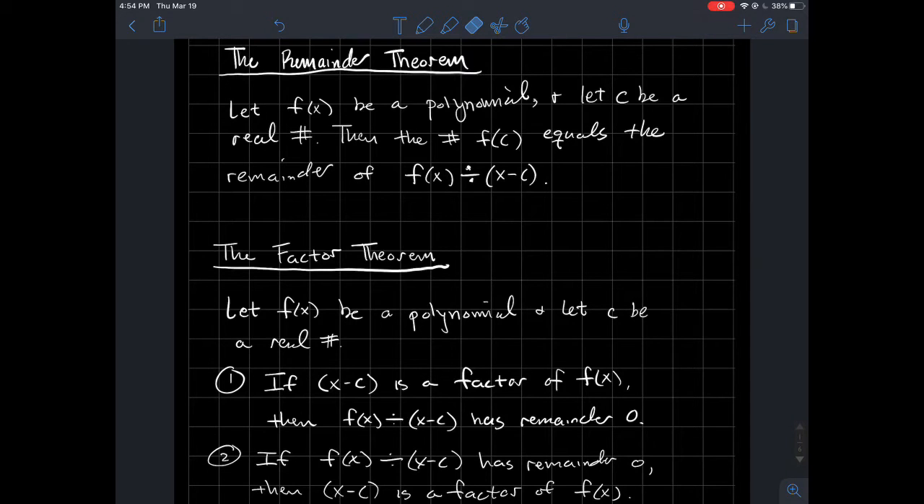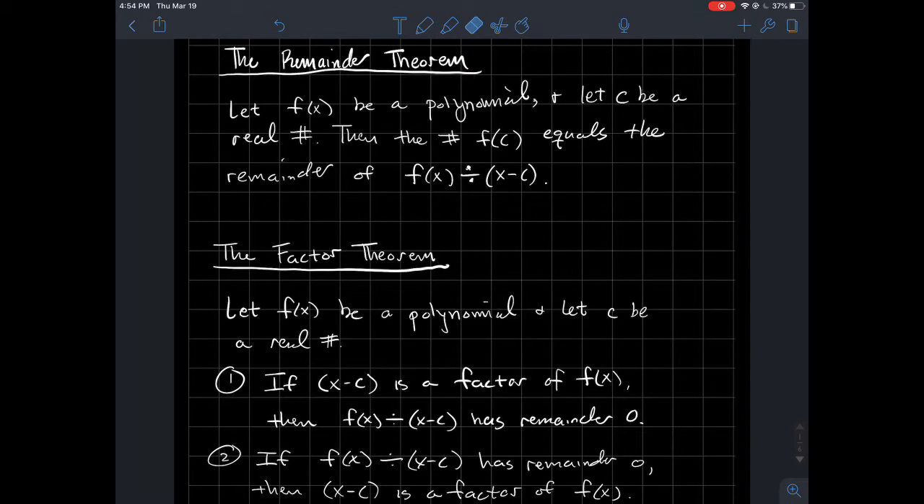Okay, in this video I want to try to tie together the remainder theorem and the factor theorem for you guys. So to remind you of the remainder theorem, it's telling you when you've got a polynomial function f and you've got any real number c, and the number f of c, in other words, what number you get when you plug c into your function, that's the same thing as the remainder when you do f of x divided by x minus c.